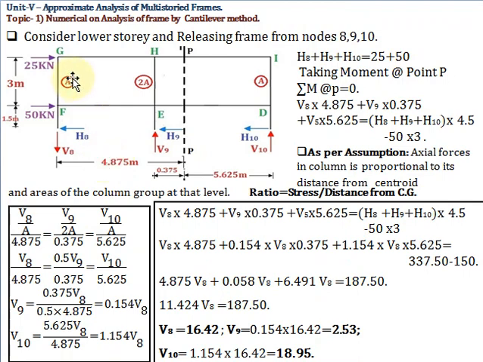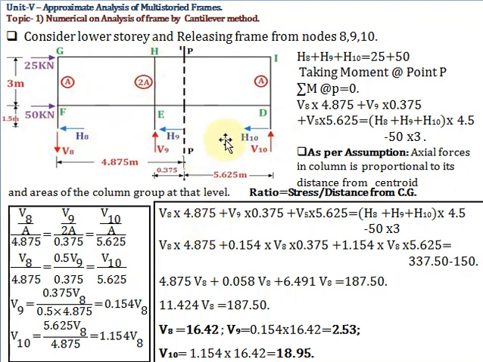Okay, now we'll consider the lower story. Now this is the lower story, whereas this is the upper story. Now at the lower story, which are the points of contraflexure? The points are 8, 9 and 10. So we'll release the frame from points 8, 9 and 10 and we'll draw the free body diagram.